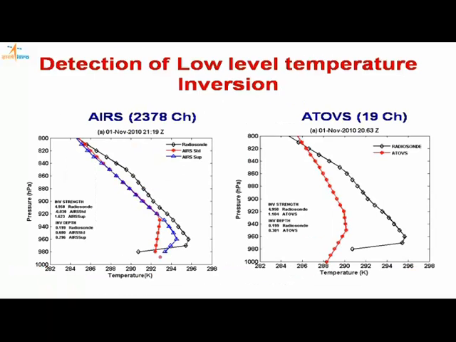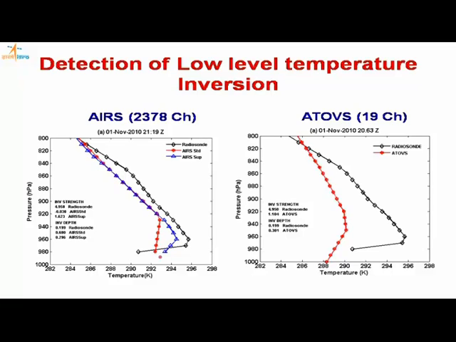Now one more example I can show here, that is of low level temperature inversion. If we see ATOPS, that is multispectral sounder, and if we compare the temperature retrieved from ATOPS with the radiosonde measured temperature profile, the temperature inversion is not seen very clearly in ATOPS, whereas the inversion is seen very clearly in AIRS hyperspectral sounder.